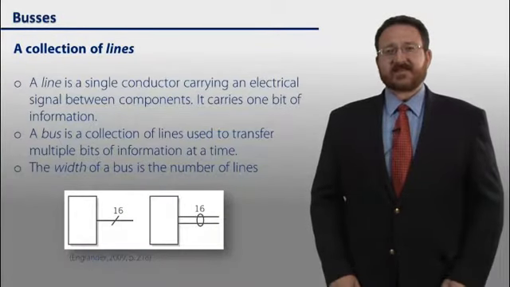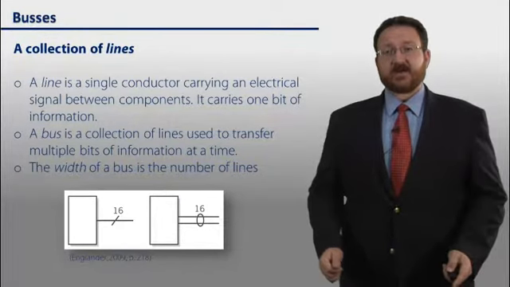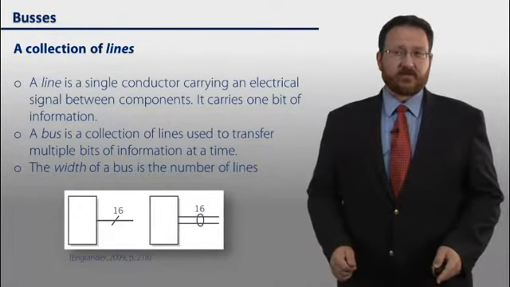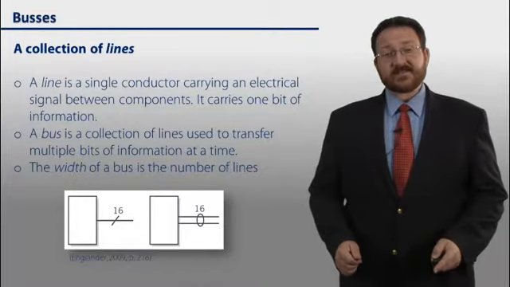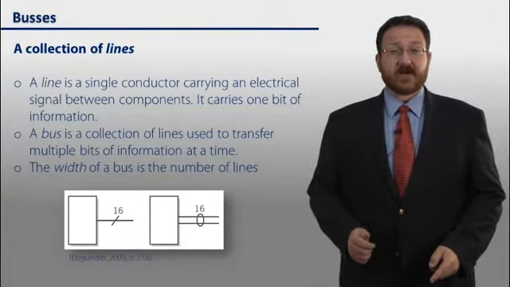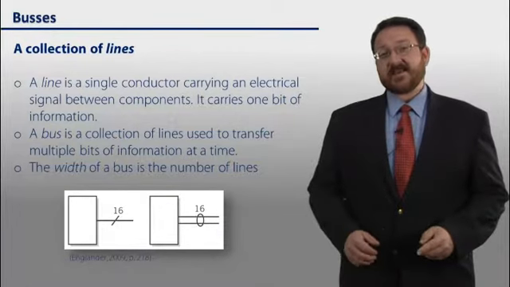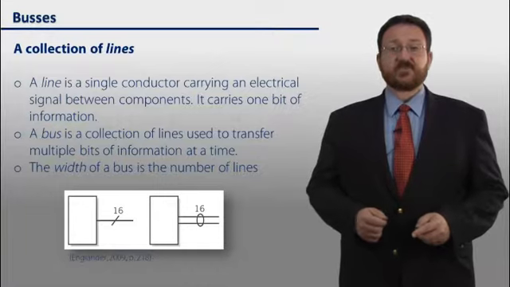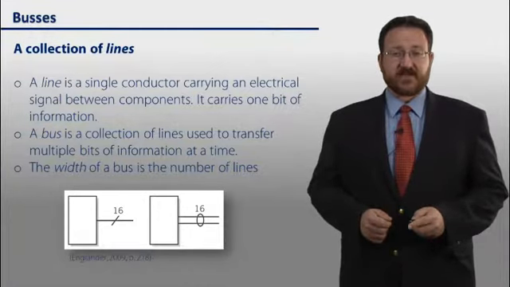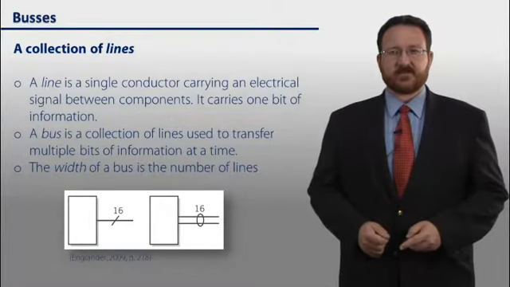A bus is basically a collection of lines. A line is a single conductor carrying an electrical signal between components. And this one single line carries one bit of information. It's a voltage. It's either high or low, 5 volts or 0 volts. A bus, then, is a collection of lines that's used to transfer multiple bits of information at a time. So this is in parallel as opposed to in serial.